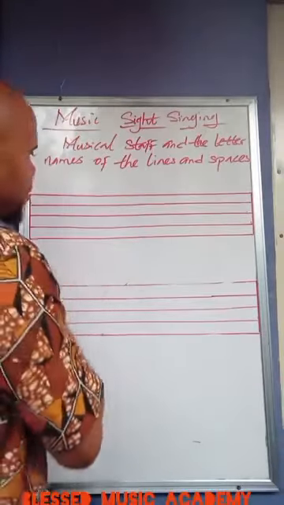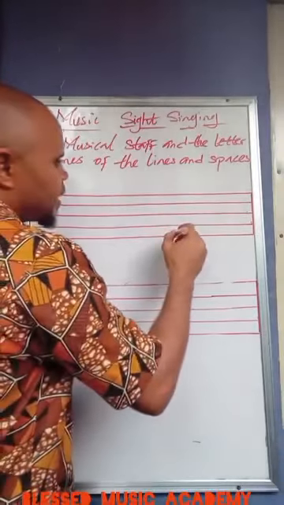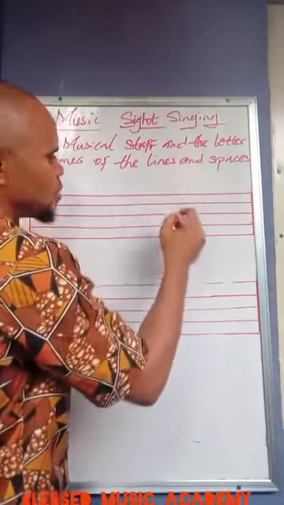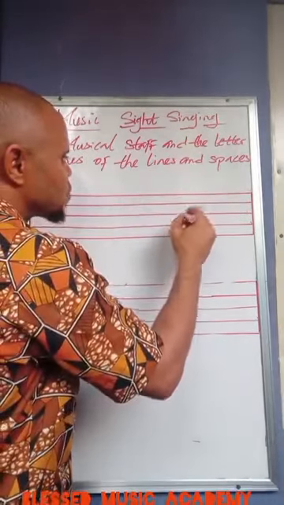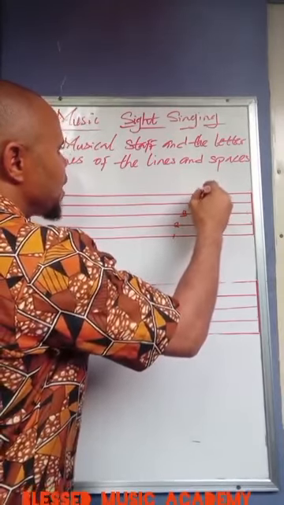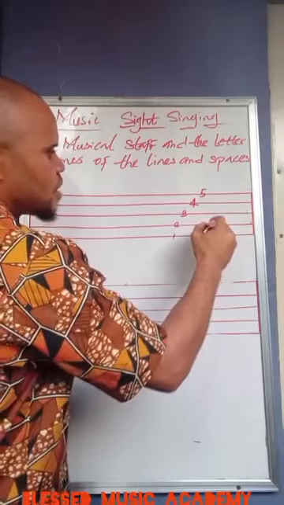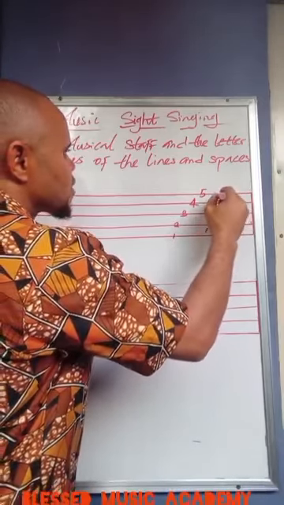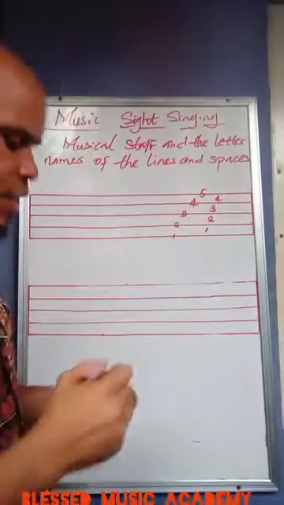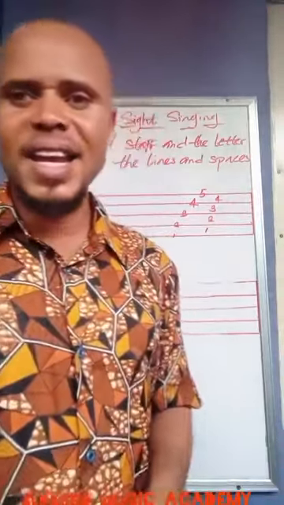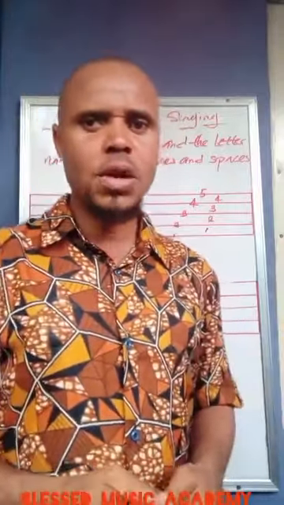So you begin from here. This is my line 1. Okay, so you number from the bottom to the top. This is my line 2, my line 3, my line 4, and line 5. So this is my space 1, space 2, space 3, and space 4. Now all these lines and spaces have their letter names, and that is what we are going to talk about today.